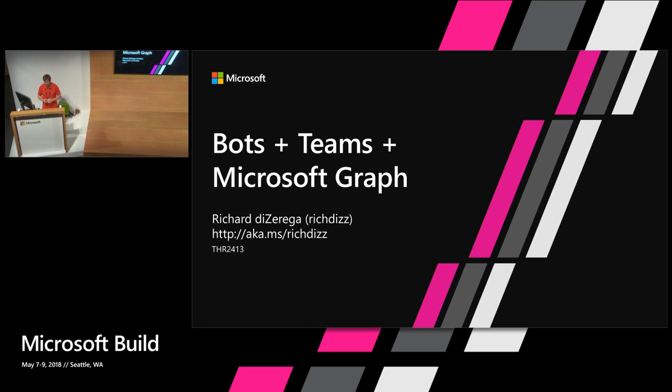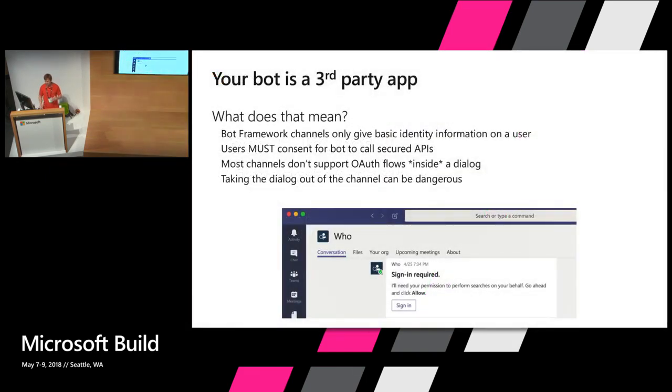It's important to note that when you're building a bot, it's a third-party application. It's considered a foreign entity wherever that bot's running, unless you're building something that is fully contained that might use a direct line channel in the Bot Framework. What that means is the different Bot Framework channels, and when I say channels, I'm saying things like Microsoft Teams or Slack or Skype or Facebook Messenger, give very basic identity information about a user. If you're going to call into some secured APIs, your bot must perform some sort of auth flow or consent.